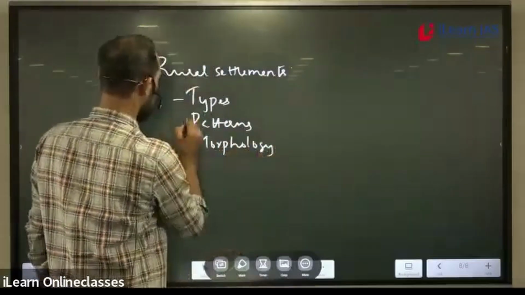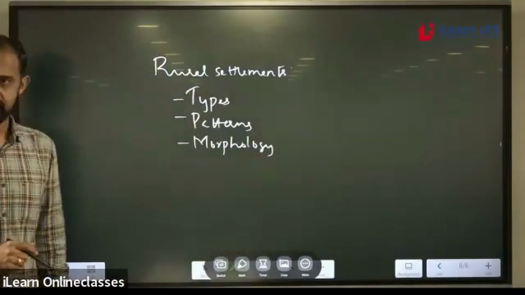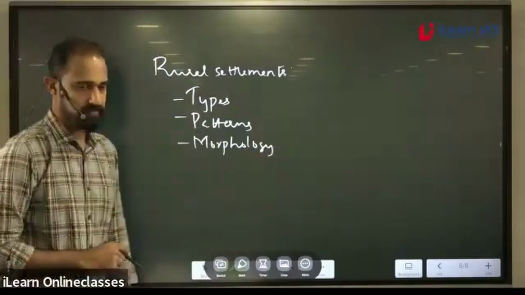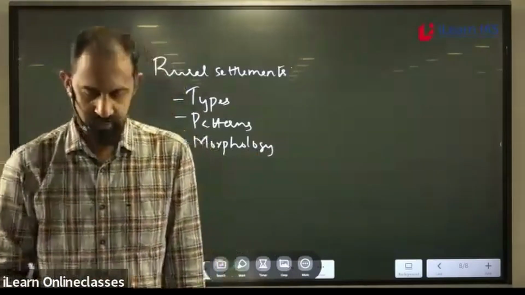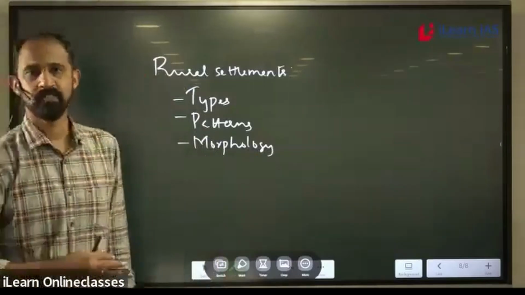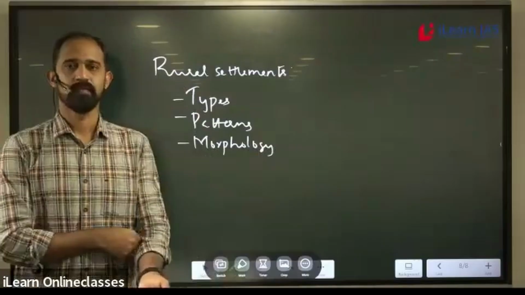Okay, so these are the three things we need to study about rural settlements: the types of rural settlements, patterns of rural settlements, and morphology of rural settlement. Okay, so you can see from the syllabus itself, you can understand that urban settlements are more important than rural settlement. Why is it so?